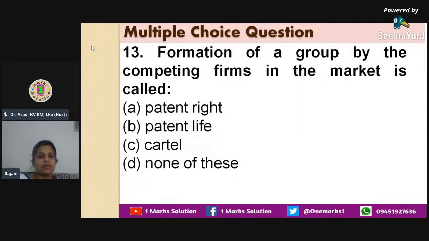Formation of a group by the competing firms in the market is called... Patent right is not the answer, because it's not a market study. It's a right given for patent life and all. It's not related to this market structure. It's a right solely given to the producer for producing something. It's like monopoly, where only this particular firm has the right. But it's not a market agreement.